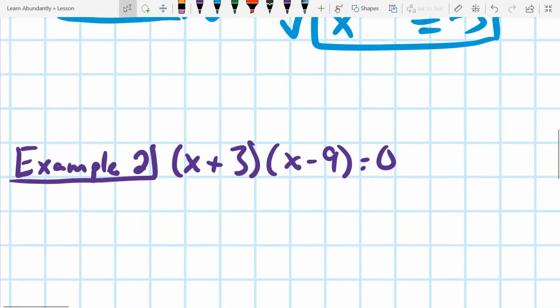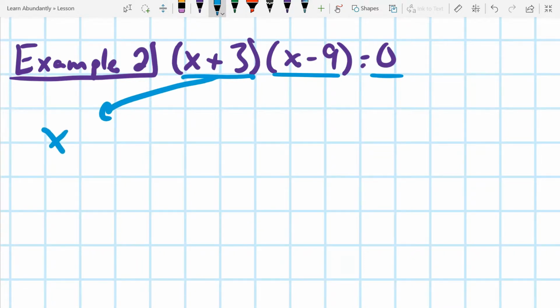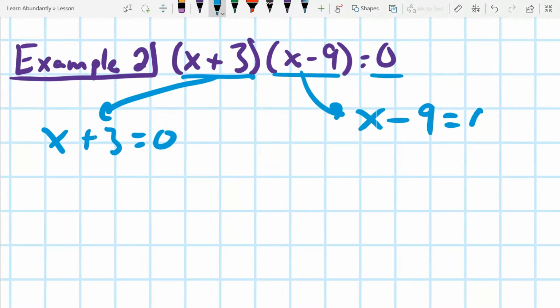Let's look at another example. We have, again, two parentheses and they equal 0. All we have to do, since they equal 0 and they're already two things that are multiplied together, is write our two equations. x plus 3 equals 0. And we write x minus 9 equals 0. And then we solve those like pretty simple equations.